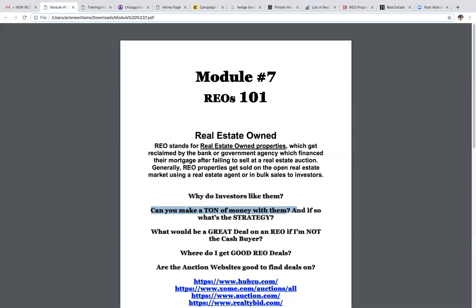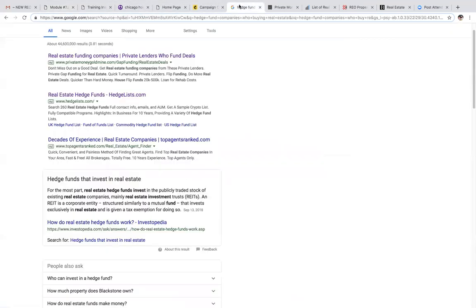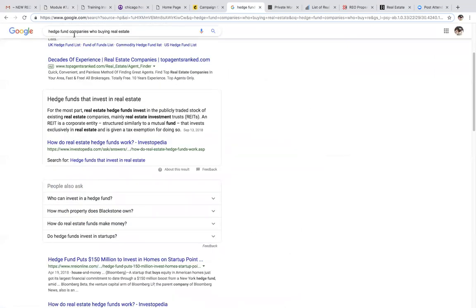Now, I always tell you guys, Google's going to be your best friend. So let's go to Google really quick, okay? Let's take a peek here. Now here's what I typed in. I typed in hedge fund companies who are buying real estate. Now, again, Google's your best friend. You have to be very targeted when you're using Google. Now that this technology is out, guys, you don't need to read a ton of books anymore like you used to. You don't have to go to a ton of private webinars or seminars to get this information. It's right there on Google. So I typed that in and look what came up.